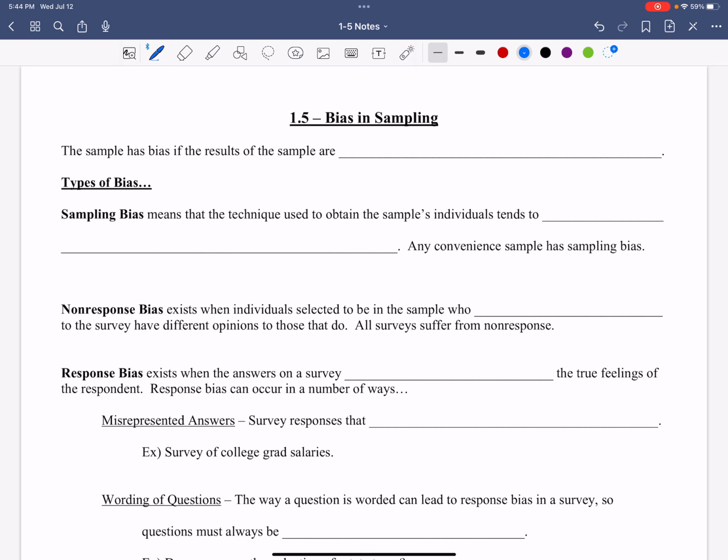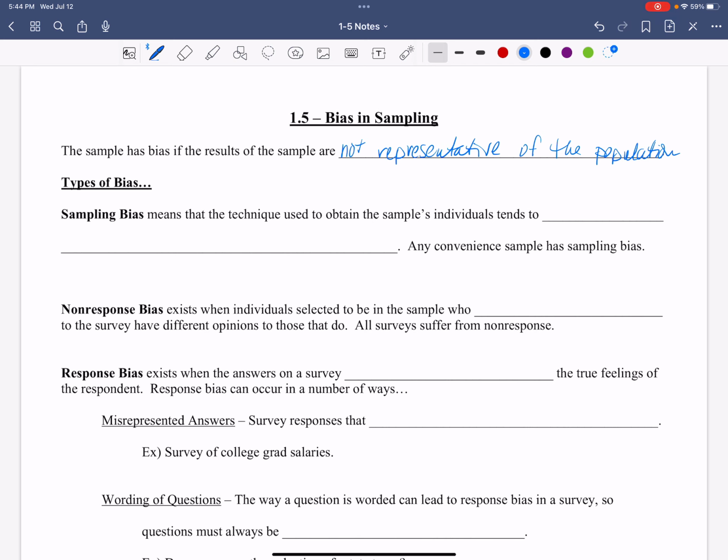So the first thing, let's talk about bias. The sample has bias if the results of the sample are not representative of the population. Right? Whatever my sample is, because a sample is a piece of it, if it does not represent the population, that is considered bias.